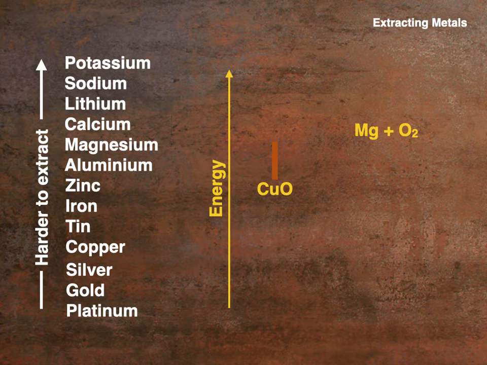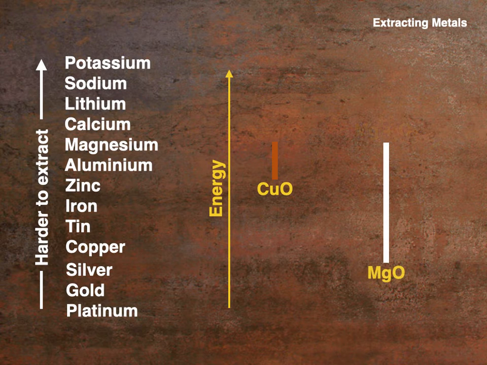So, when copper reacts with oxygen, it forms copper oxide and releases a small amount of energy. On the other hand, when magnesium burns, it burns with a brilliant white light and releases a lot of energy. So when magnesium burns, a lot of energy is released to form magnesium oxide.